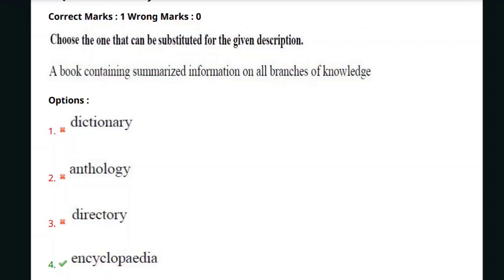Dictionary is nothing but a book which contains the words of a language along with meanings to those words. So it cannot be called a book containing summarized information of all branches of knowledge. And anthology is nothing but a collection of poems or stories. And directory is nothing but a telephone directory. So it cannot be called a book containing summarized information of all branches of knowledge. So the correct answer here is encyclopedia. Encyclopedia is nothing but a book which contains summarized information of all branches of knowledge. So the correct answer here is encyclopedia.